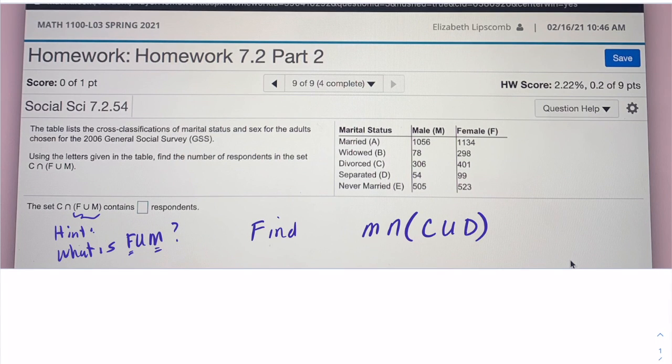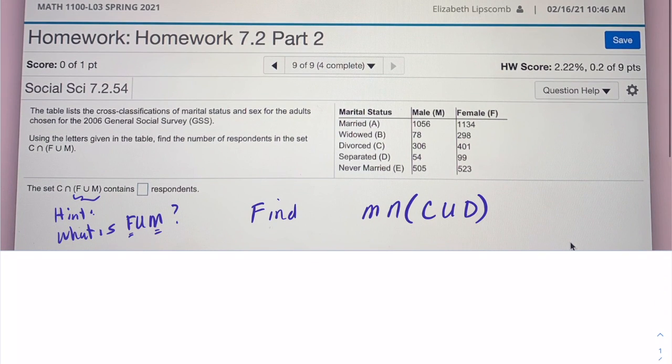Now let's move on to 54. And remember, be sure to answer their questions, not my questions. So here we go. C union D, we're not going to do what they ask because I'm going to leave that to you. But we're going to find M intersects C union D. So let's find C union D. C, and if we union it with D, we want this group. Right? So C union D is all of these people.